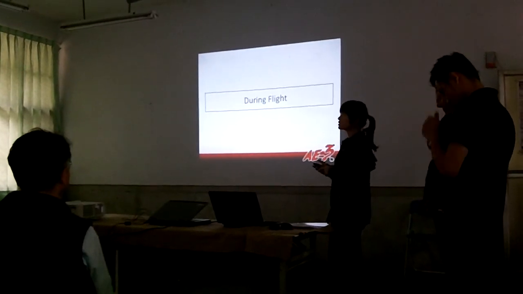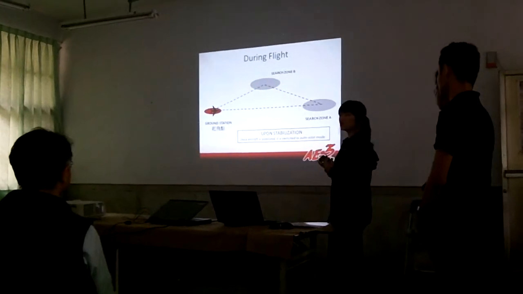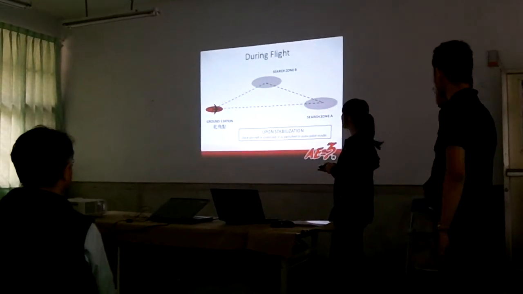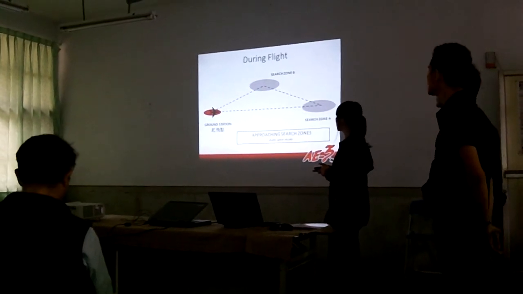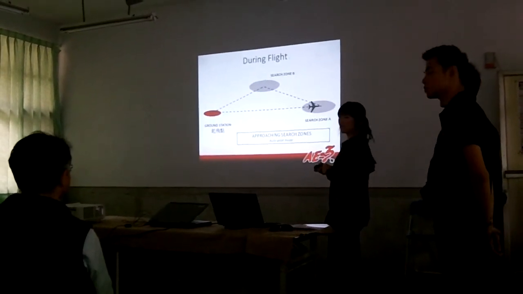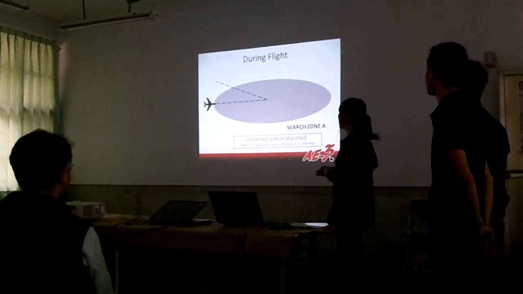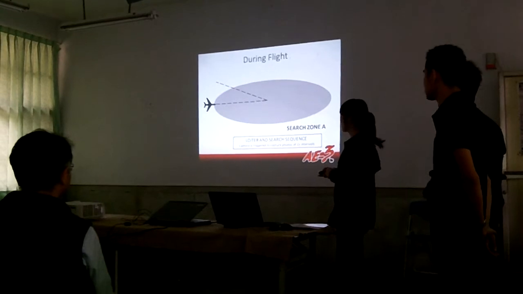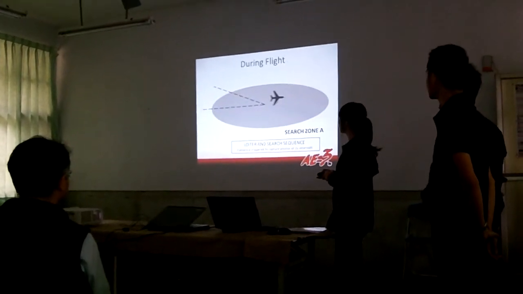So during flight, the aircraft will take off from the ground station. We will launch it manually. When it attains stabilization, we will then switch it to autopilot mode. So as it approaches search zone A, it will be under autopilot mode. As it enters into the search zone, we will perform a loiter and search sequence of decreasing radius. So it's something similar to this.